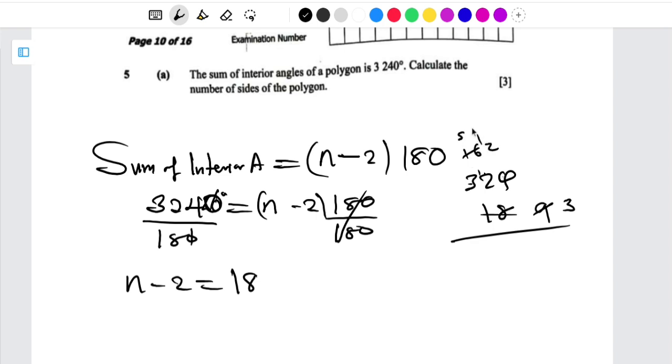Remainder to 3 here, that is 4. Then 3 here, that is 1. 3 here, that is 1. Remainder 2. 3 into 24, we are going to get 8. That is where now 18 is coming from. So n is going to be equal to, you take this one to the other side, it's going to be positive. So 18 plus 2 is going to give me 20 sides. So it is 20 sides.